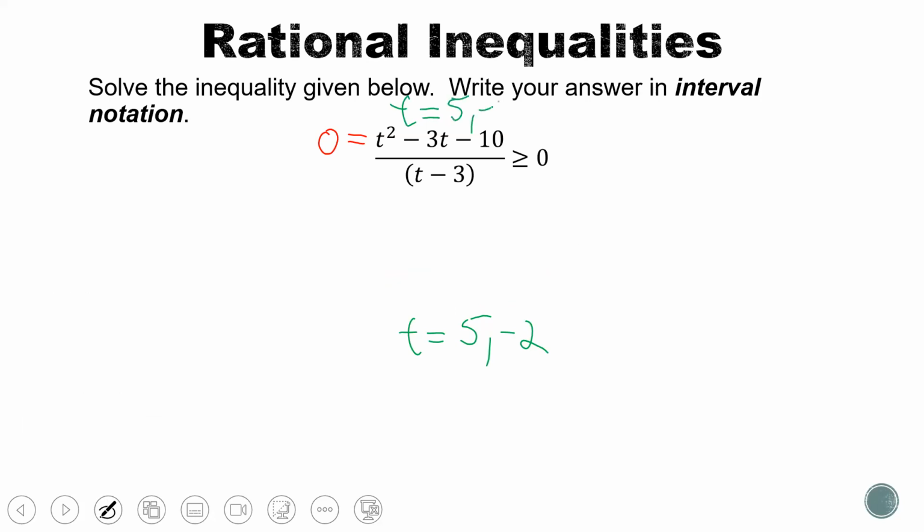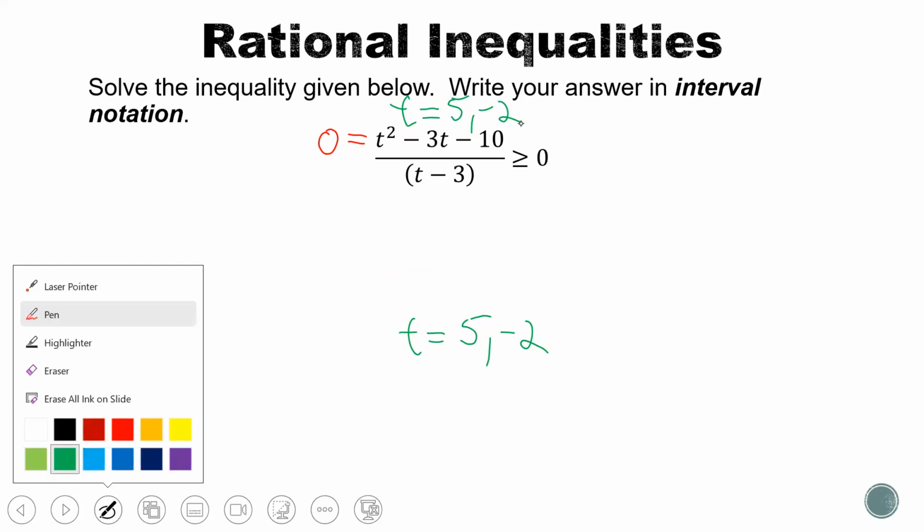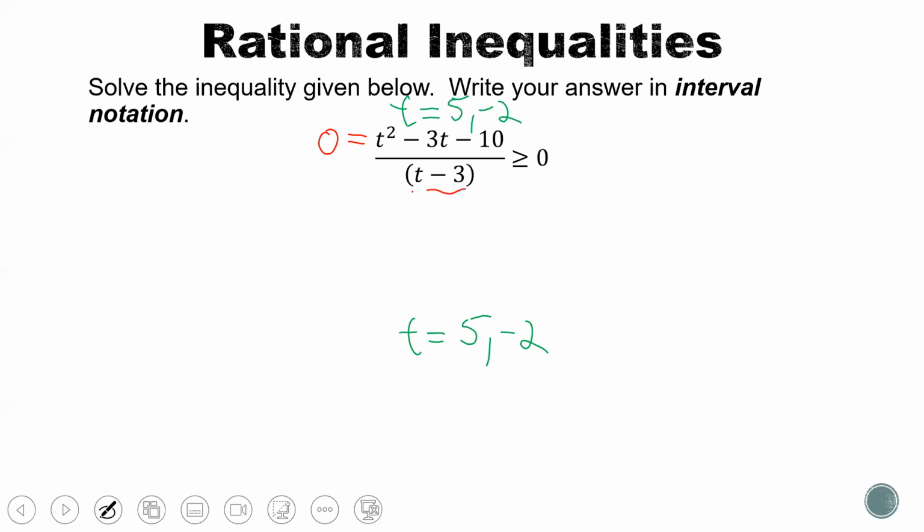However, with rational functions, there's an additional piece we need to think about, and that's the denominator. As we've seen with rational functions, important points related to the denominator are points that make the denominator equal 0. Those are what cause vertical asymptotes in the function. And it turns out that for our rational inequalities, they're also important.